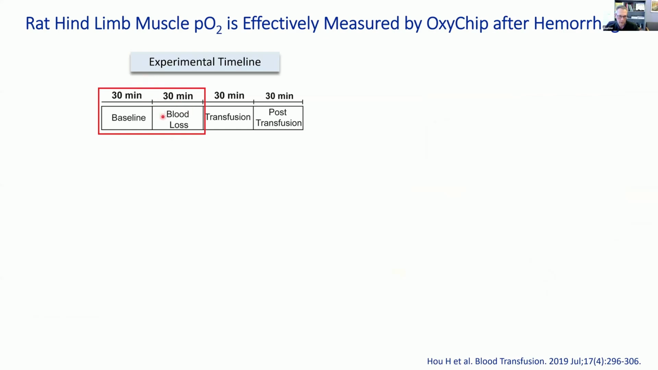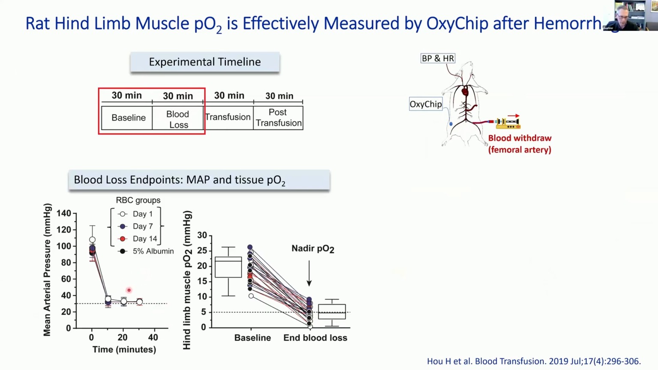So in an initial phase of this experiment, the timeline is this. We looked at baseline oxygenation, then a period of blood loss with an oxychip implanted in the gastrocnemius here. Withdrew blood to decrease mean arterial pressure. So this is really a pressure-controlled hemorrhage to about 30 millimeters of mercury, and held that over a fairly short period of time, 30 minutes. And then we could measure through oxychip the drop in PO2 within the hind limb, and get a fairly decent response, really, with a nadir PO2 of about 5.